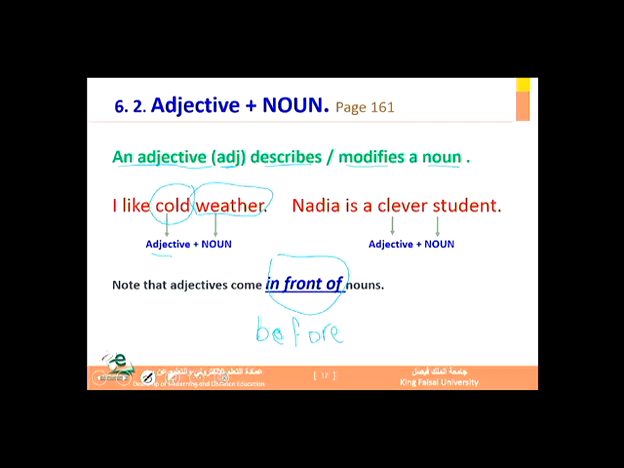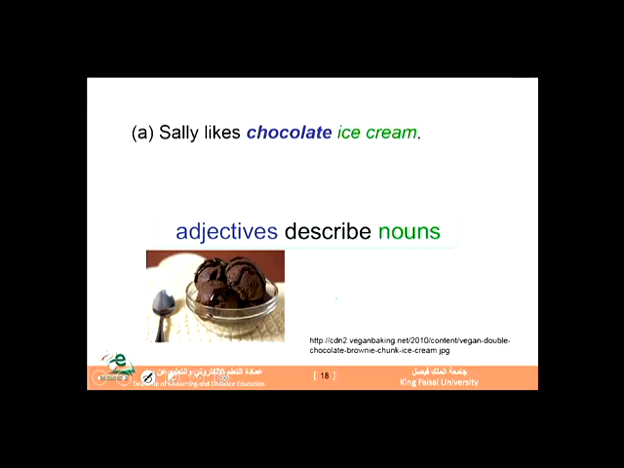Nadia is a clever student. This is the noun, which is the word student. Then we have an adjective. If we said Nadia is a student, we don't know anything about this student. But if you give us an adjective, Nadia is a clever student. So the word clever is an adjective modifying the noun student, telling us more about the noun student. Adjectives come before or in front of nouns rather than after the nouns.